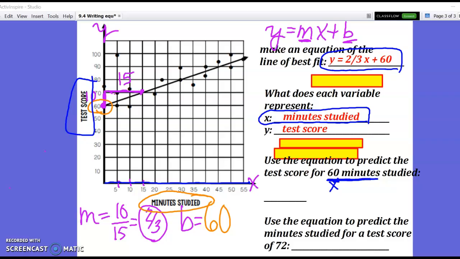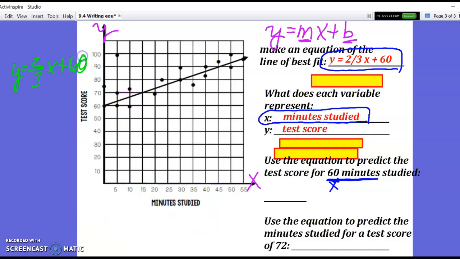So we're going to take that 60 and put it in for the x value in our equation. So I have this equation, y equals 2/3 x plus 60. I'm going to take x out and put in 60. So I have y equals 2/3 times 60 plus 60. Well, if you put that into your calculator, 2/3 times 60 will give you 40, and then 40 plus 60 gives you 100. So what does that mean?